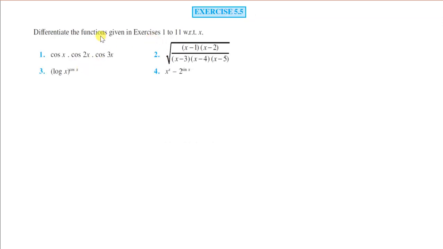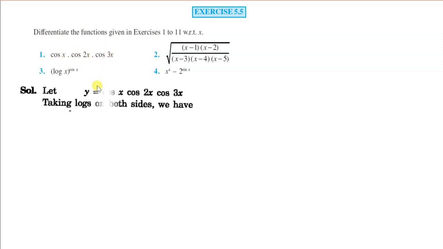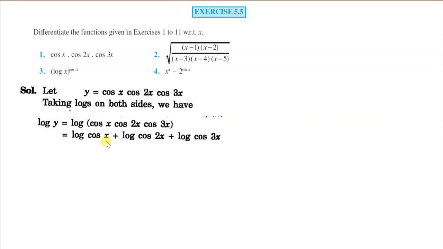So let us do some questions based on it. Differentiate the function with respect to x. Here we have a product of three functions, cos x, cos 2x and cos 3x. So we can use logarithmic differentiation here. We will take log on both sides. Then it becomes log y equal to log cos x plus log cos 2x plus log cos 3x, because log mnp is equal to log m plus log n plus log p.